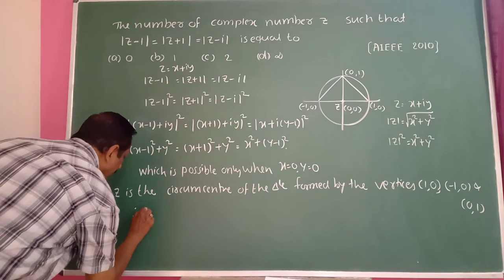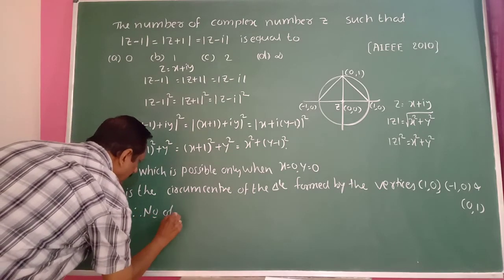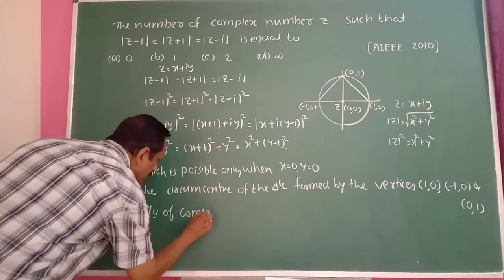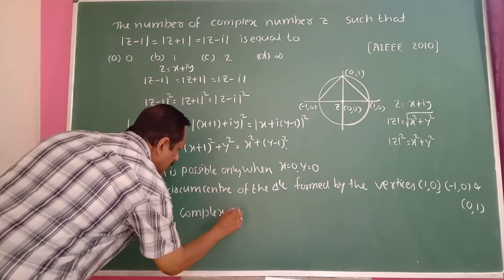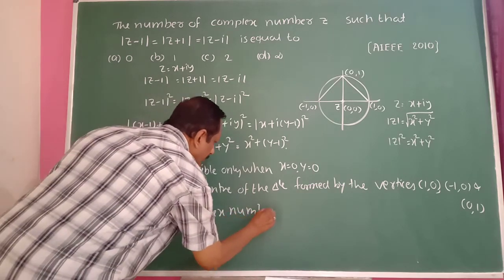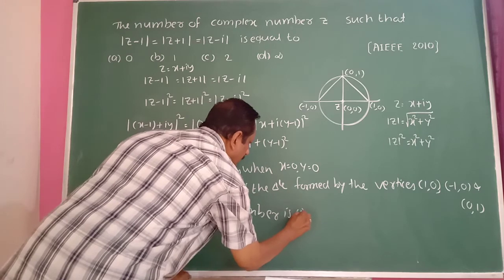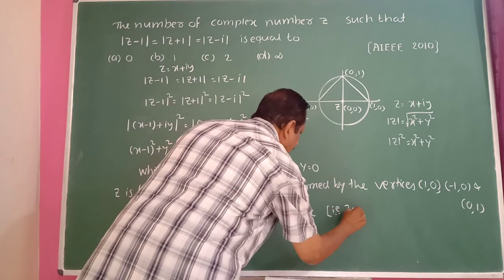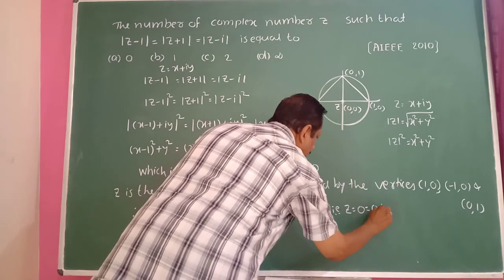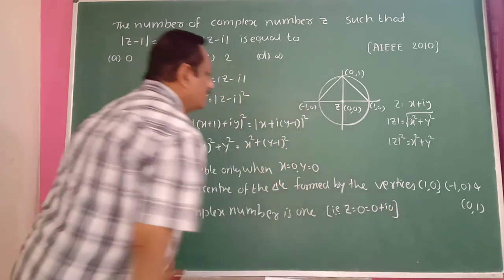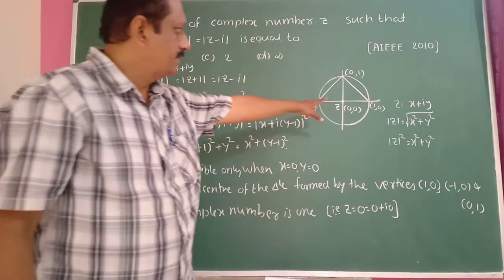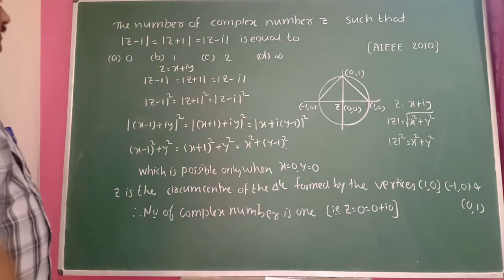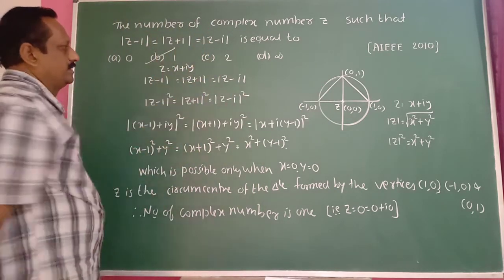Therefore, the number of complex numbers is 1 here. That is z equal to 0 plus i times 0. Only one complex number is there. Okay. Therefore, here B is the correct option. B is the answer.